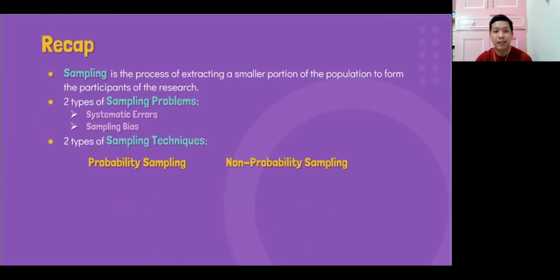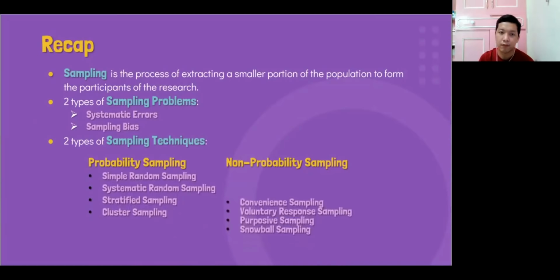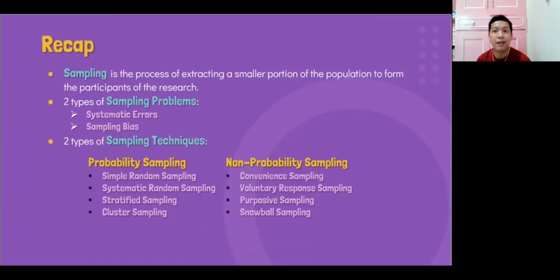Under probability sampling, it includes simple random sampling, systematic random sampling, stratified sampling, and cluster sampling. And for the non-probability sampling, it includes convenience sampling, voluntary response sampling, purposive sampling, and snowball sampling.